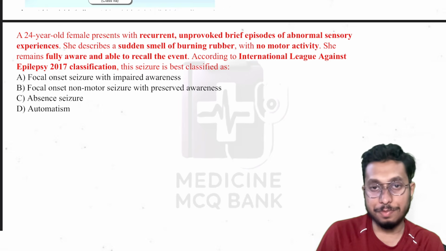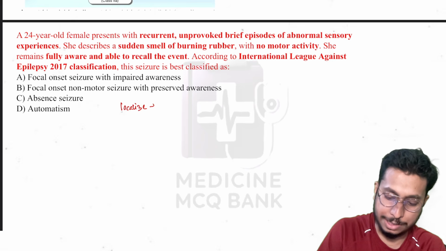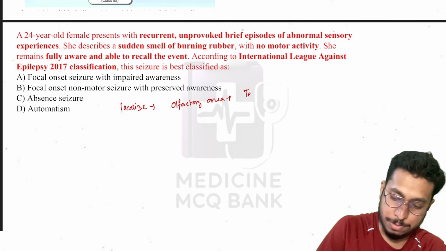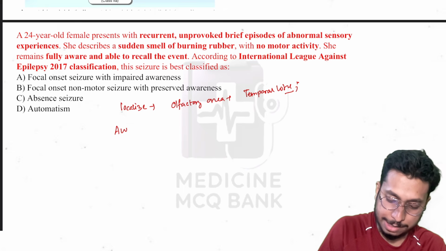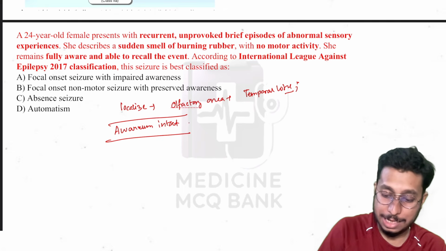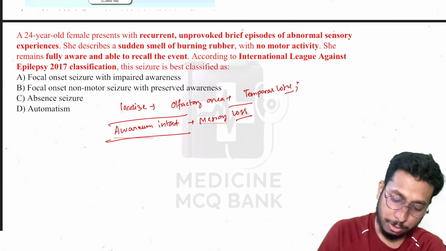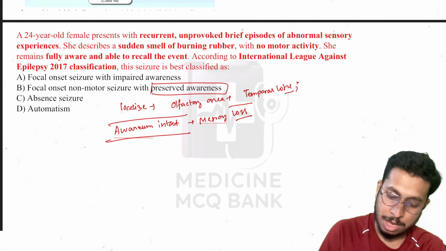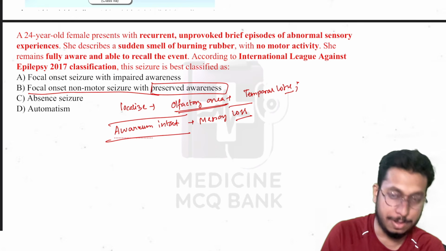Now, these symptoms are very much localized, and you can localize this to the olfactory area. Where is it located? It can be in the temporal lobe, most likely. Now, patient awareness is intact. How do you know awareness is intact? Because memory is intact, and there is no loss of awareness. So it is a focal aware seizure. Focal onset seizure with preserved awareness, and it is non-motor, it is sensory, the olfactory area is involved, so it is a focal onset non-motor seizure with preserved awareness.